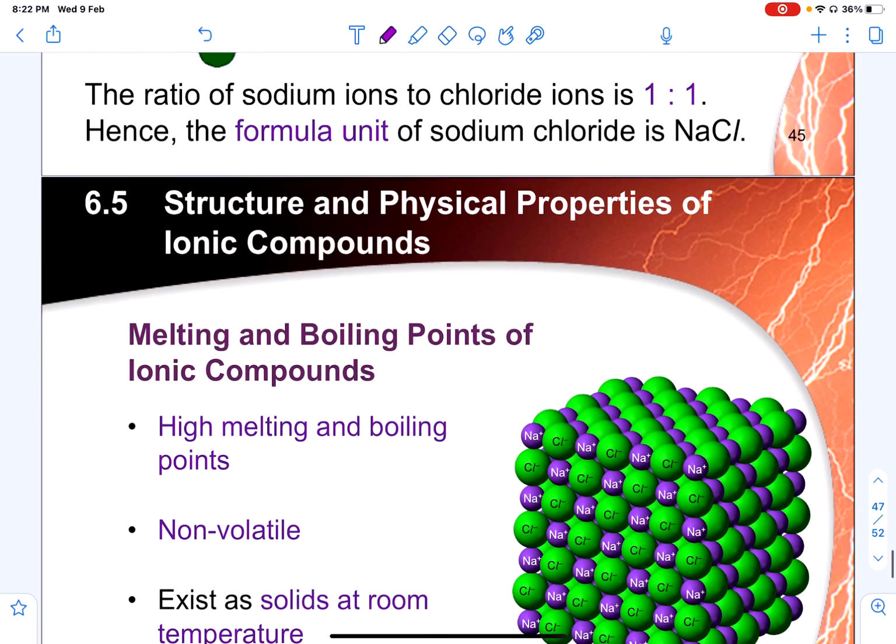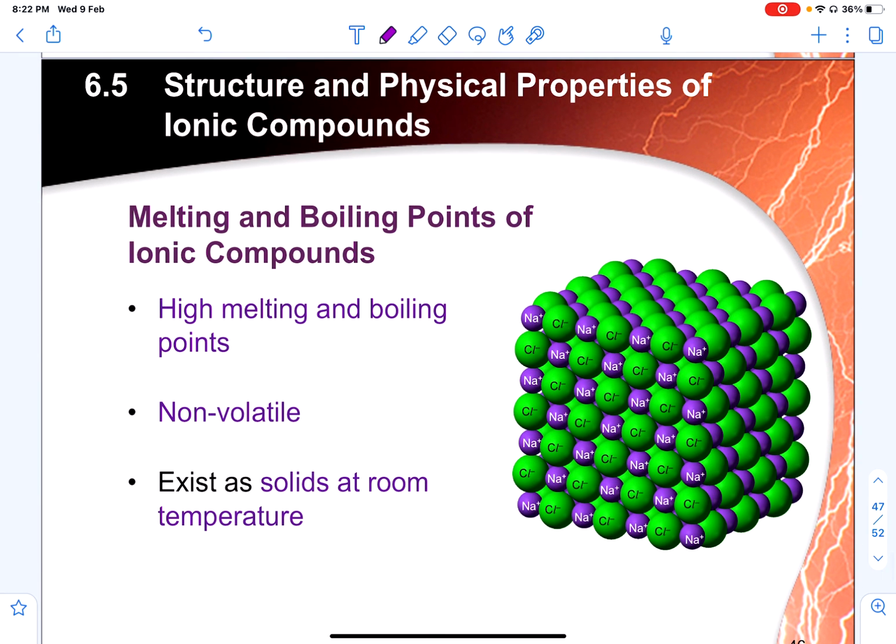In terms of properties, because of all this structure in place, ionic compounds have high melting and boiling points. And having high melting and boiling points, they are non-volatile. Volatile means that they become gas easily, most probably at room temperature. One example of a volatile liquid is your perfume, which you store in a bottle as a liquid, but once you release or spray it, it tends to become vapor very quickly. Lastly, ionic compounds exist as solids at room temperature.